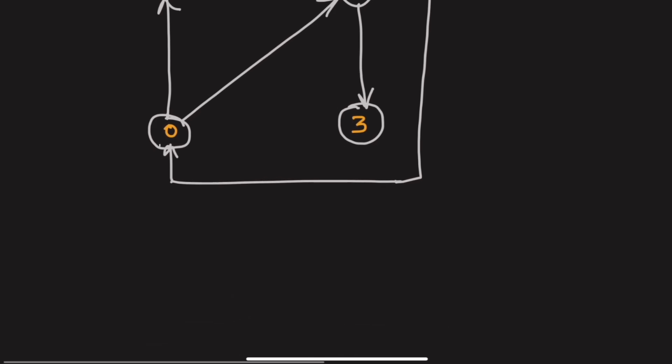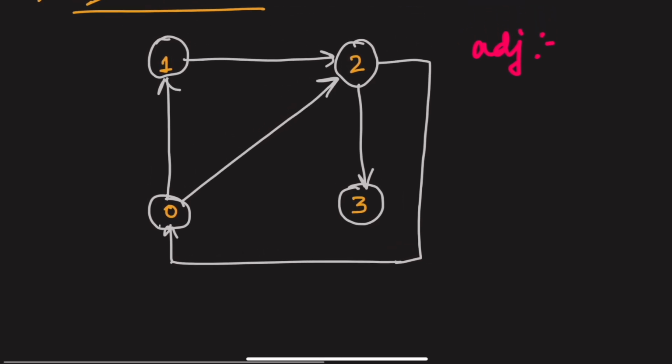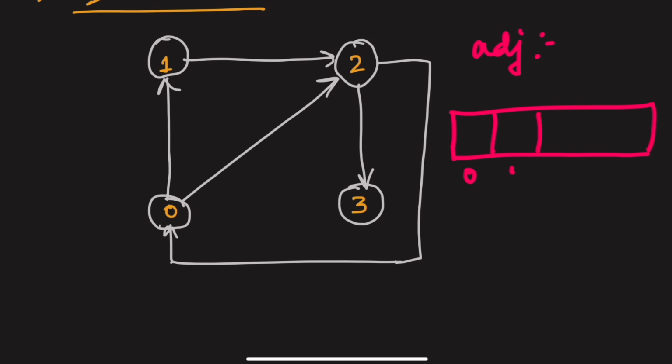So we are going to create an array. The array will be of the same size as the nodes. So it is 0, 1, 2, 3. So these are the array list array. Okay, so we are going to have a list associated with all the arrays. So now let's create the adjacency list.